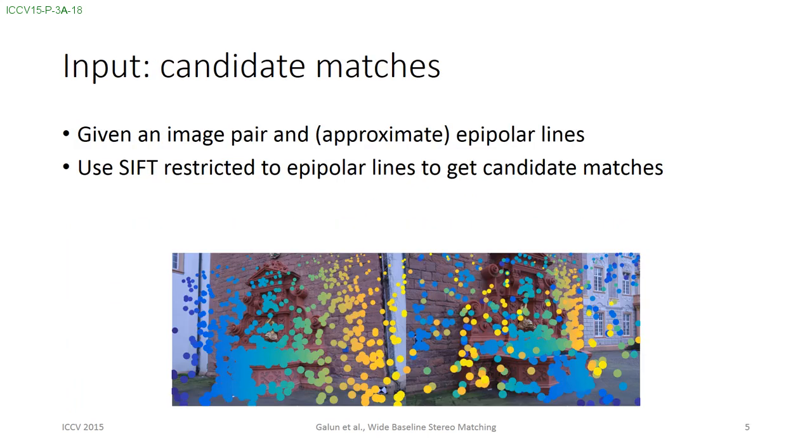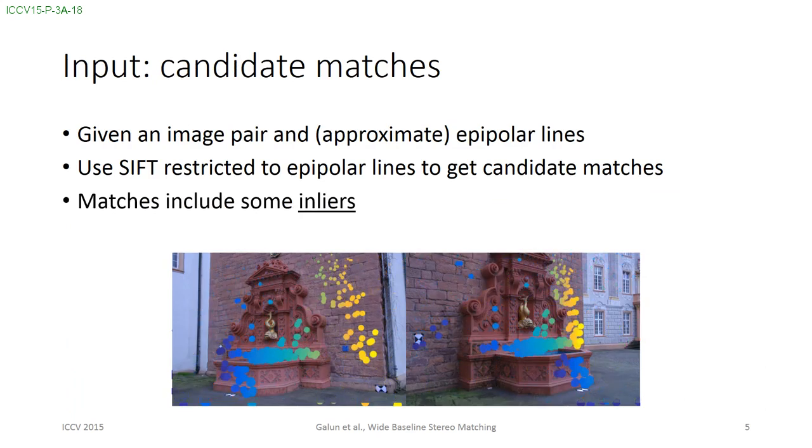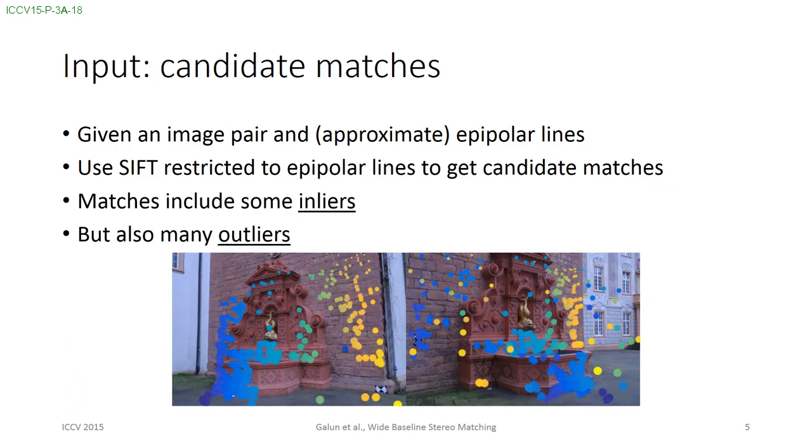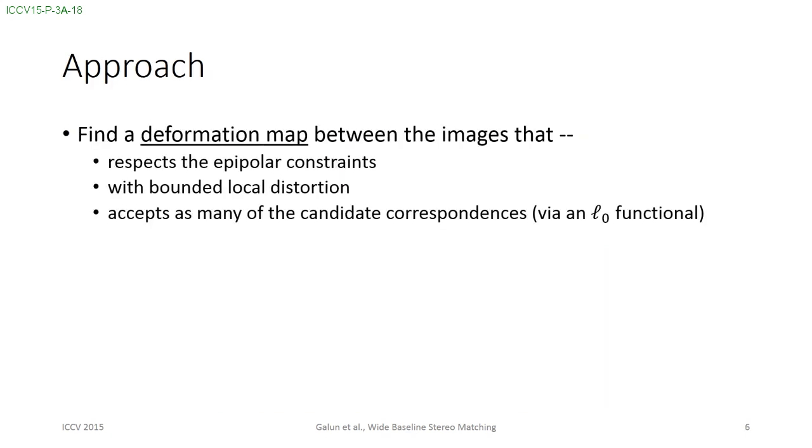Specifically, we generate candidate matches using SIFT restricted to corresponding epipolar lines. We aim to identify the inlier matches and remove the outlier ones. We then solve a constraint optimization problem, seeking a deformation map that respects the epipolar constraints and whose local distortion is bounded. We use an L0 functional to accept as many of the candidate correspondences as we can.